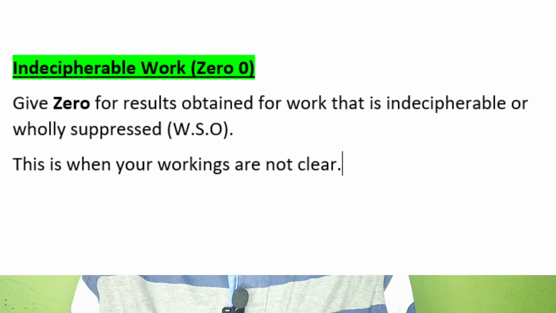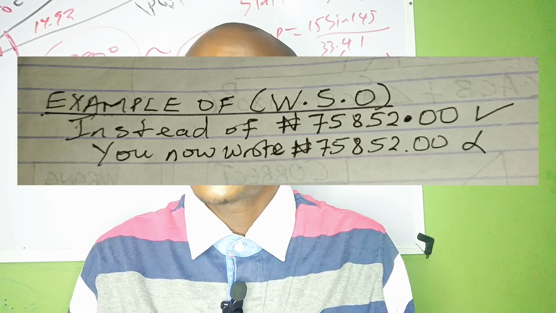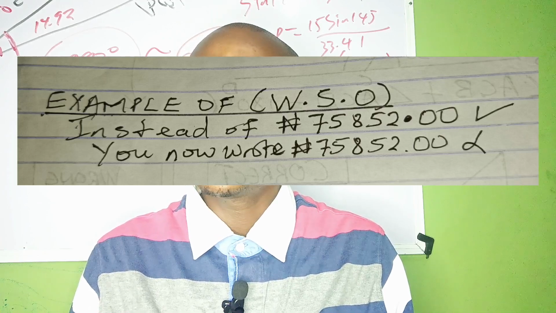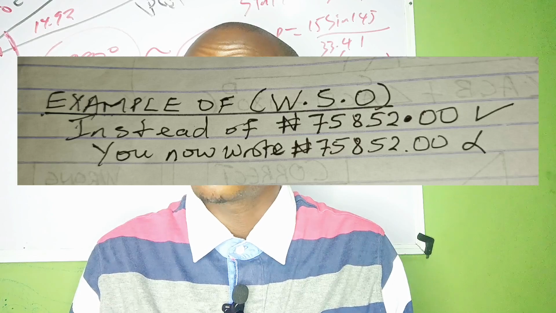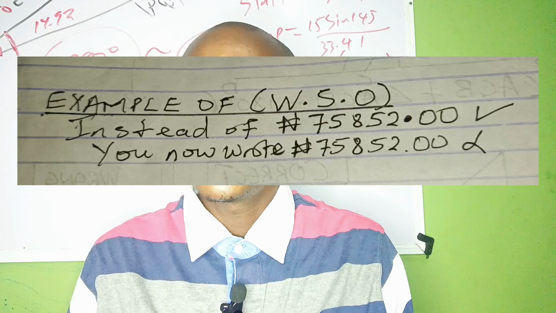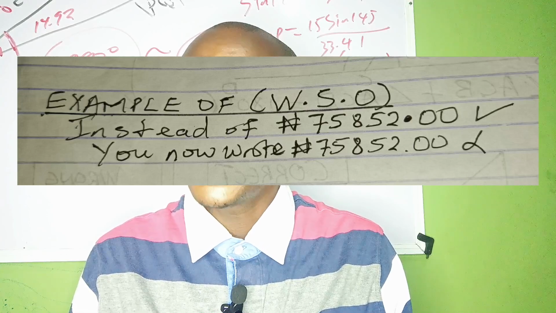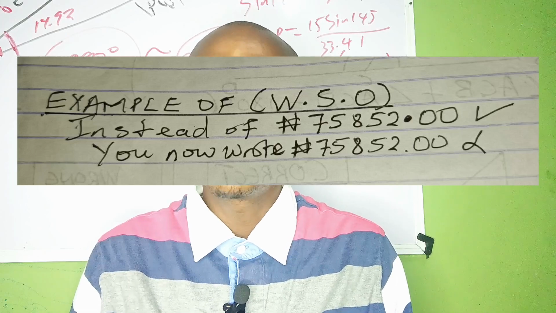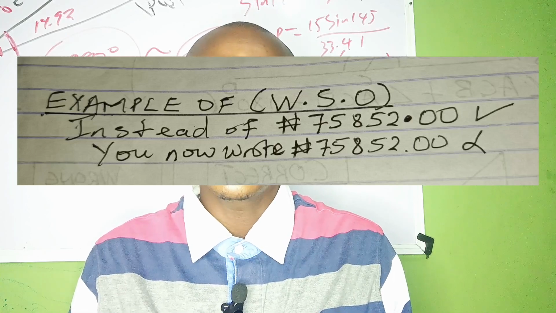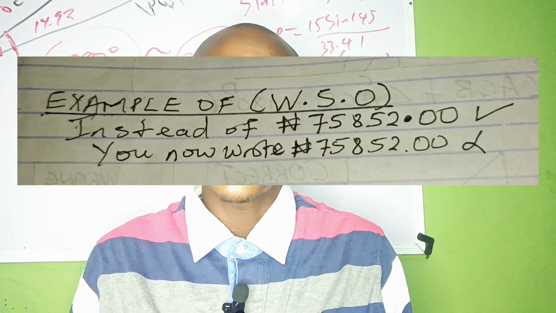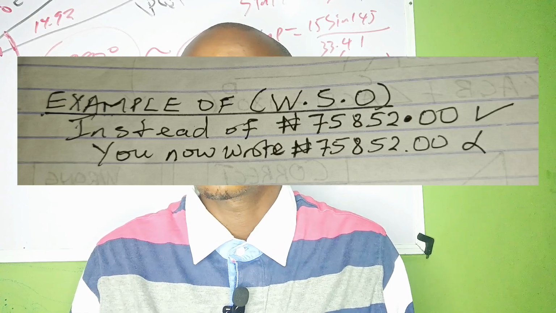Let's take an example. Another example is, instead of writing 75,852 naira, instead of putting .00, the candidate writes 75,852.00 and the dot is not visible enough. So that's another example of writing it in a not clear manner, and that attracts 0. No mark at all for that.